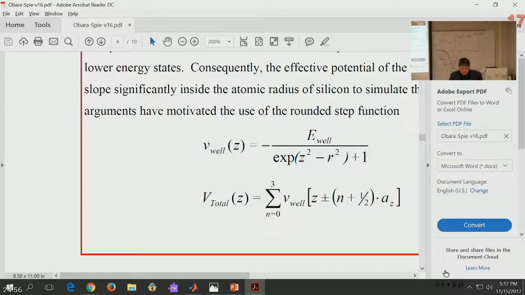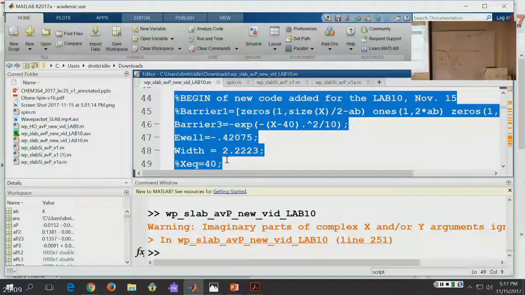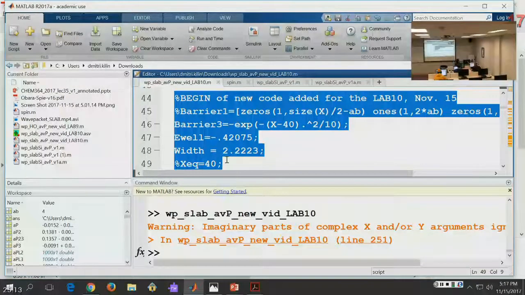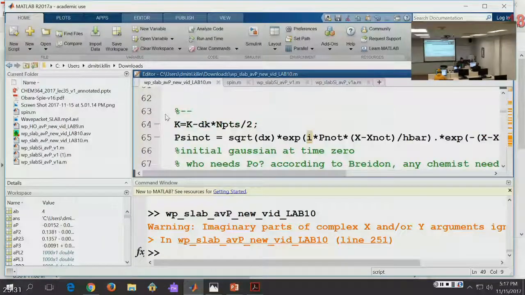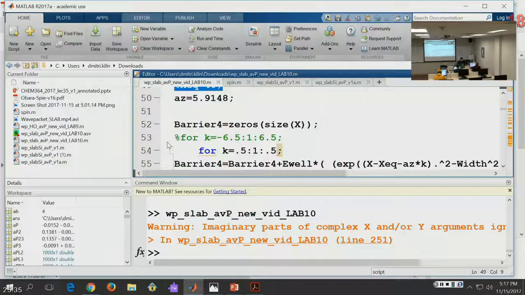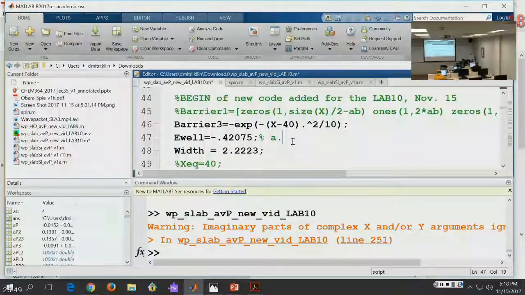Okay, so going to the code. The changes in the code are applied to the same version as we did in the last lab number 9, and new lines are inserted from 44 to 60. So the parameters are set up in atomic units, and the ionization potential of minus 0.42 will correspond to approximately minus 10 electron volts.